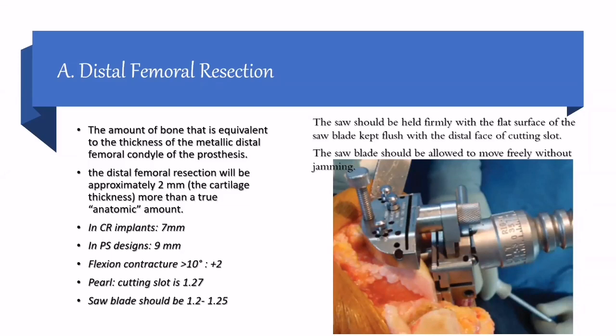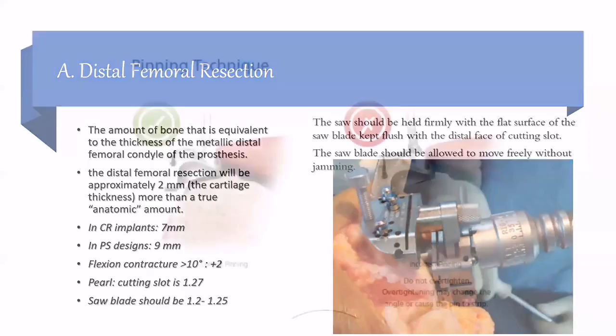We will not take a thin saw, in order not to toggle. That's why the saw should be held firmly with the flat surface of the saw blade in the slot and kept flush with the distal face of the cutting slot. The saw blade should be allowed to move more freely without any jamming.